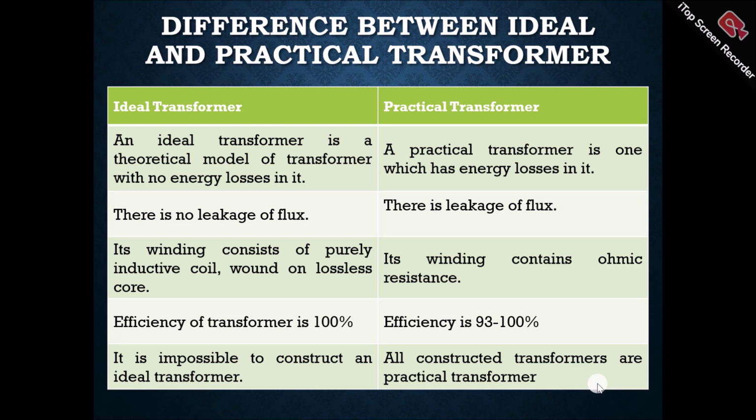Third point: in an ideal transformer the winding consists of purely inductive coils wound on a lossless core, whereas in a practical transformer the winding contains ohmic resistance. Fourth point: in the ideal transformer efficiency is always 100%. This is the ideal case, but in the practical case there is always less than 100% efficiency, around 93% to 100%. Last point: it is impossible to construct an ideal transformer, whereas all constructed transformers are practical transformers.